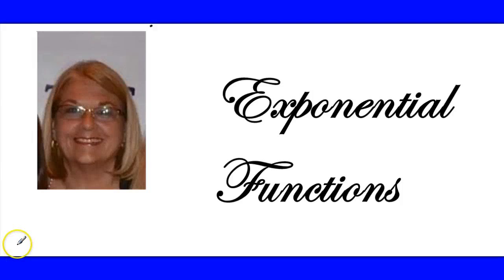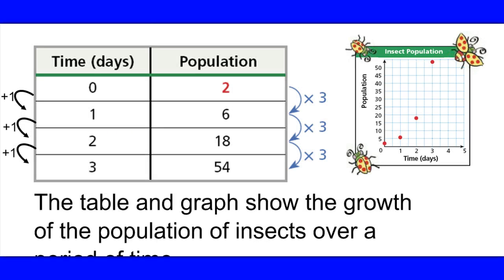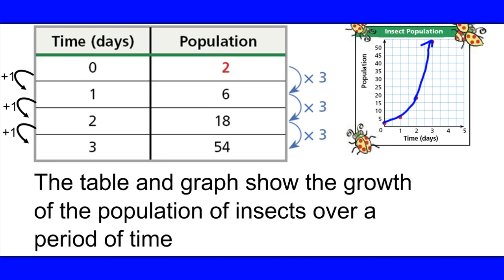We're going to talk today about exponential functions. This chart gives the population of insects over a period of time. You'll notice that time here has a pattern to it of +1, +1, +1, but the population has a pattern of ×3, ×3, ×3. When you graph this, you'll notice that you have kind of a little shape like this. Okay, and this is unlike what we've done before.